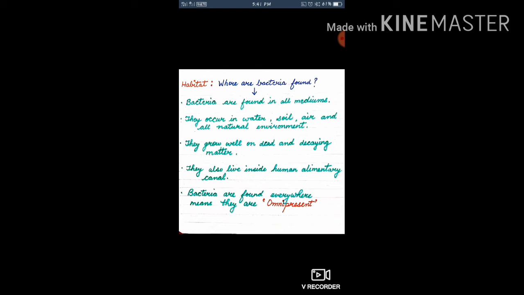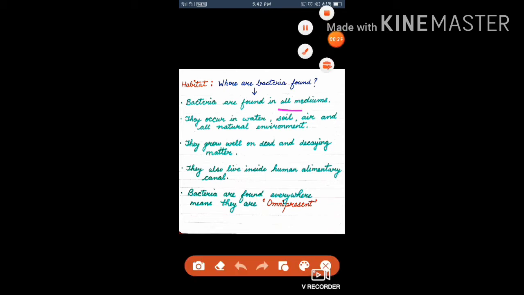Now, the next point is habitat. What do you mean by habitat? A place where an organism lives is known as its habitat. So the question is, where are bacteria found? Well, bacteria are found in all mediums. They occur in water, soil, air, and all natural environments. Or we can say bacteria are present everywhere.